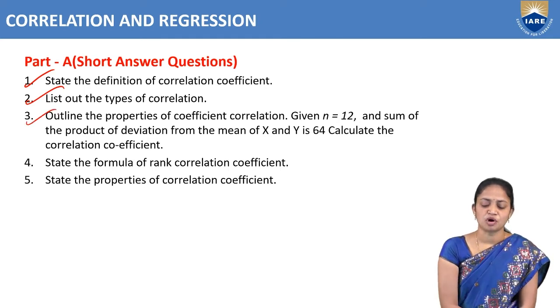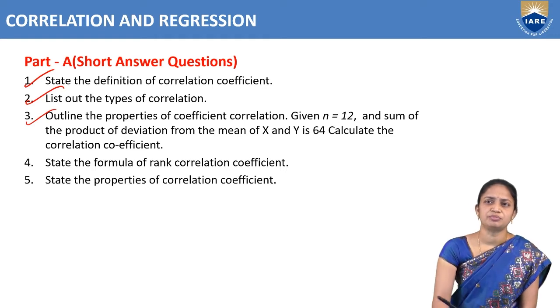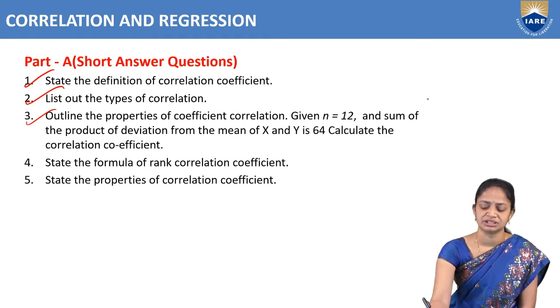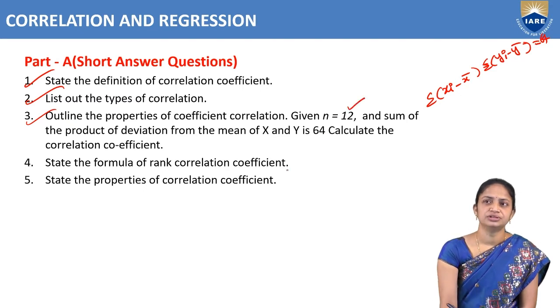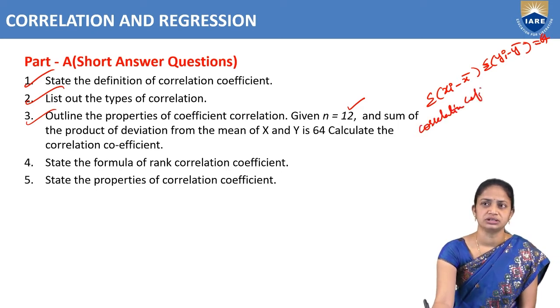Outline the properties of correlation coefficient, given n equal to 12 and sum of product of deviations from the mean of x and y is 64. Calculate the correlation coefficient. Here they have given summation (xi minus x bar) into (yi minus y bar) equal to 64, and n equal to 12.